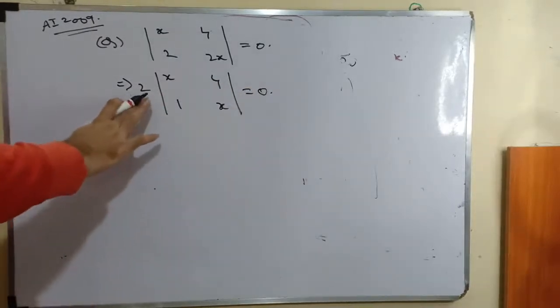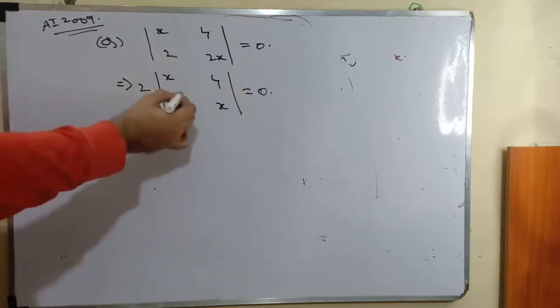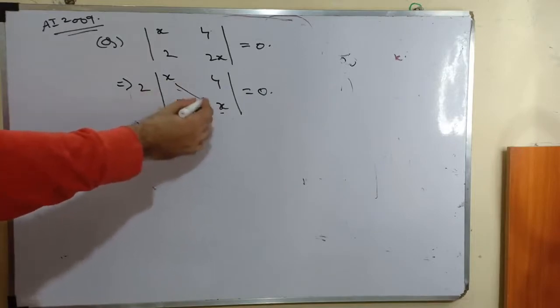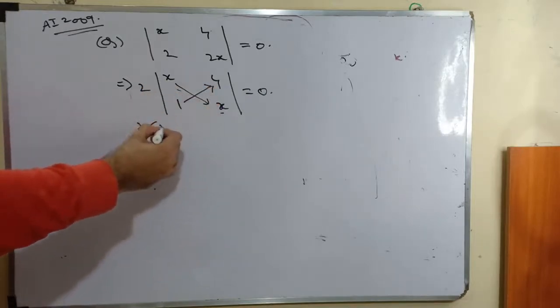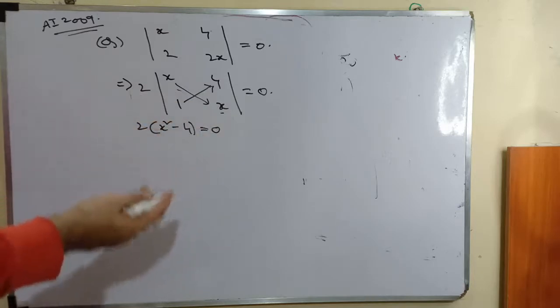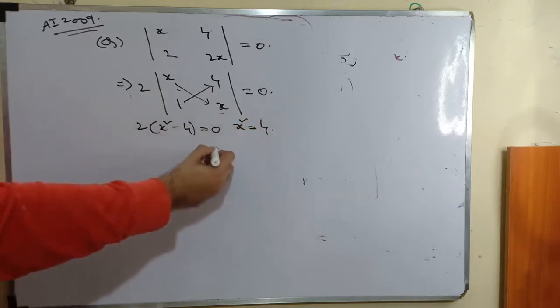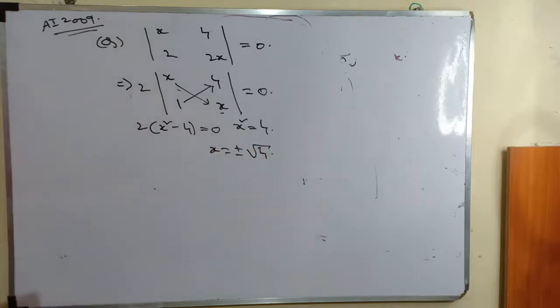So 2 is a non-zero number which can be sent to the other side, that makes it 0. And now what is left is 2 times x square, x into x is x square, AD minus BC I am doing. So x square minus 4 goes to 0. 2 can be sent to the other side, x square is equal to 4, you can make x equal to plus or minus square root of 4.